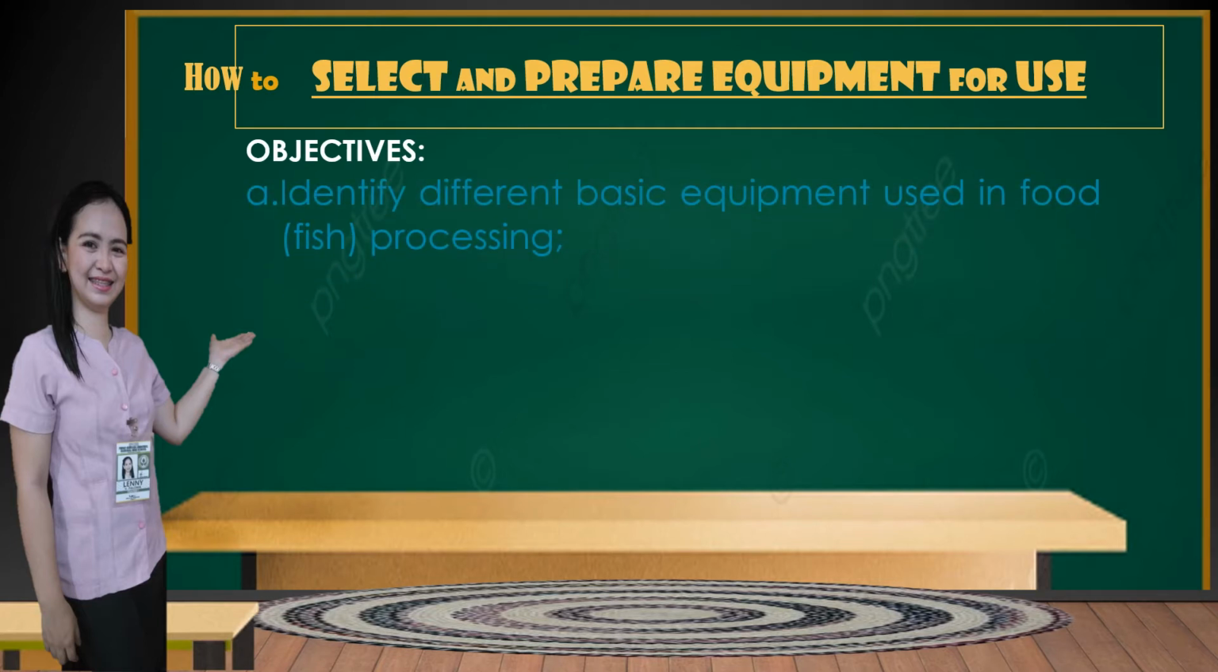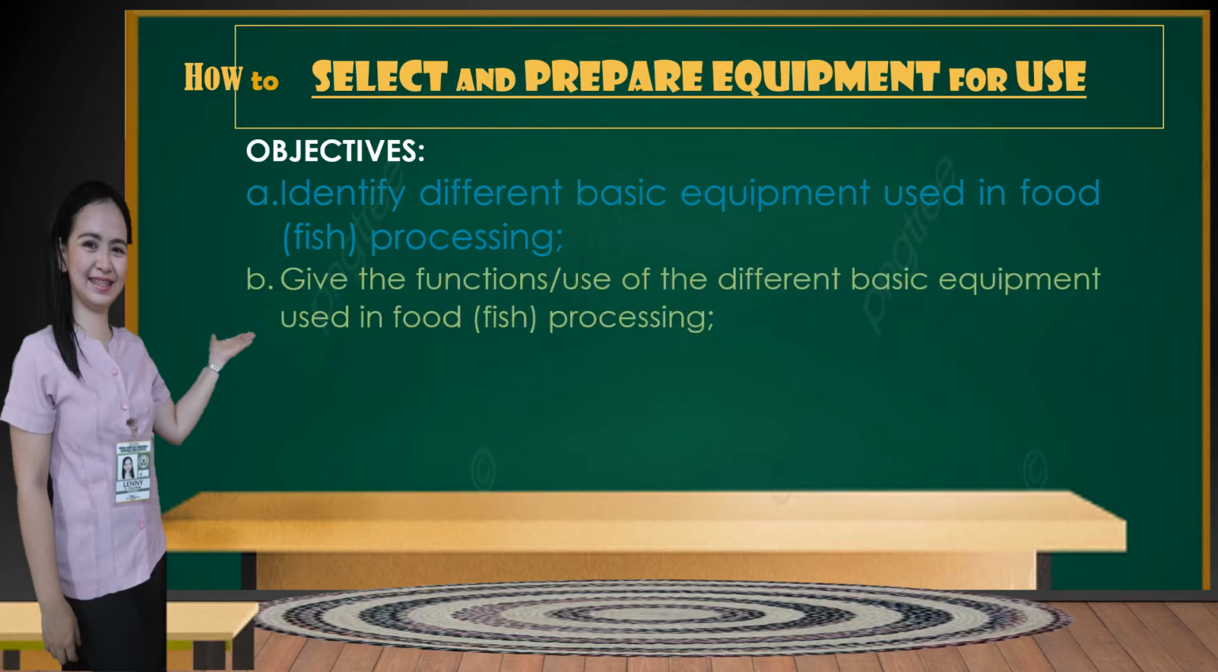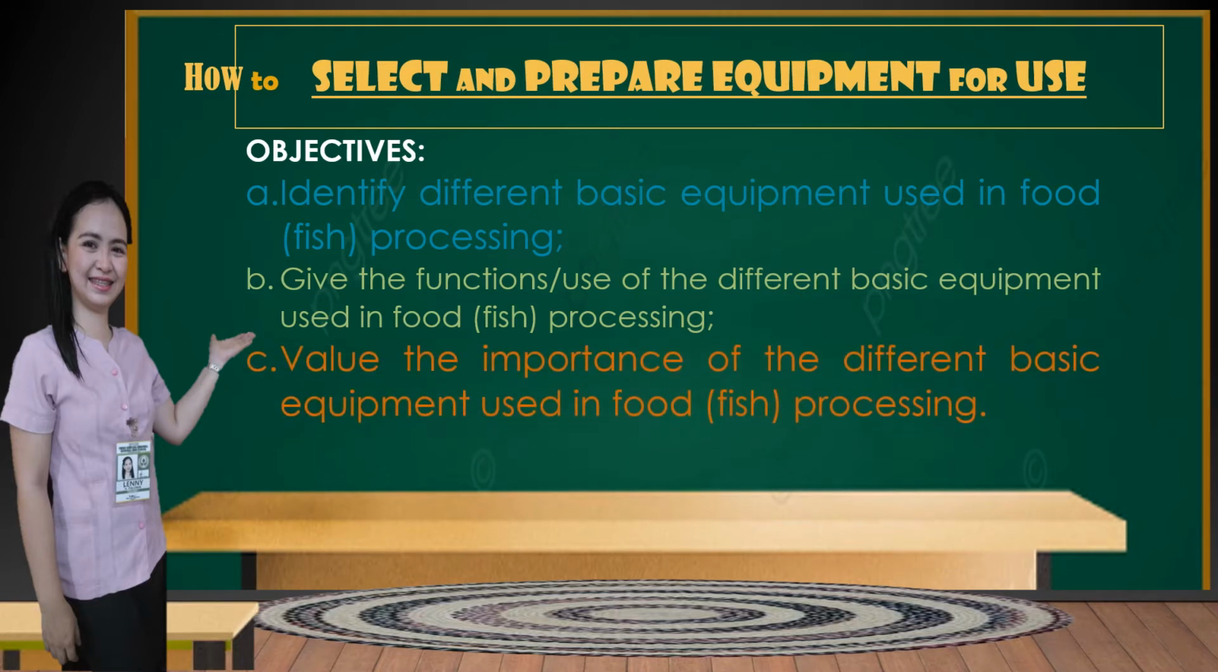First, identify different basic equipment used in fish processing. Next, give the functions or use of the different basic equipment used in fish processing. Last, value the importance of the different basic equipment used in fish processing.